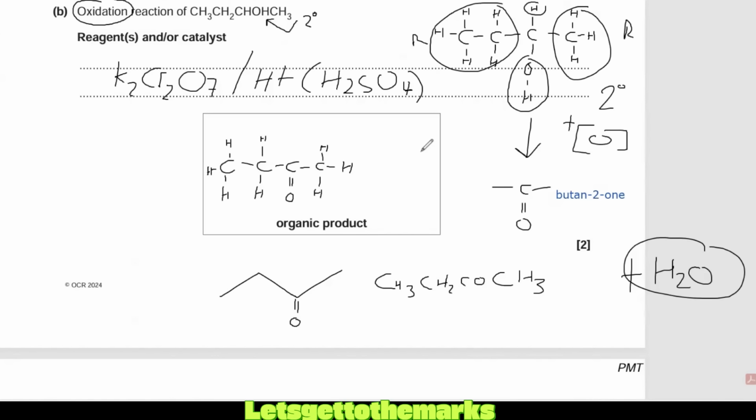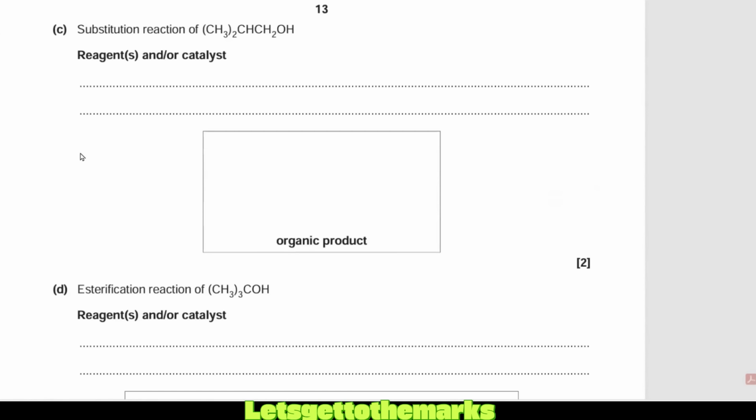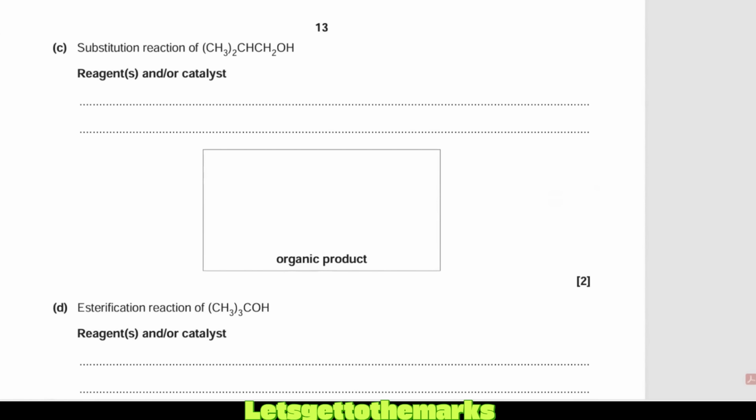So there we go. Don't forget, when we write the equation, the dichromate ions, we just represent as an O in the brackets. You can't do that here. You have to actually name the reagent, the K2Cr2O7. Okay, you can swap the K to Na because that's a group 1 element. It's not going to make much difference overall.